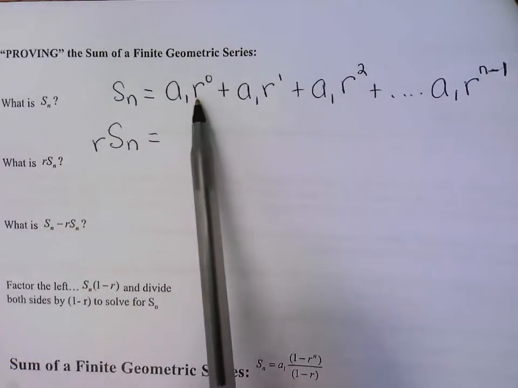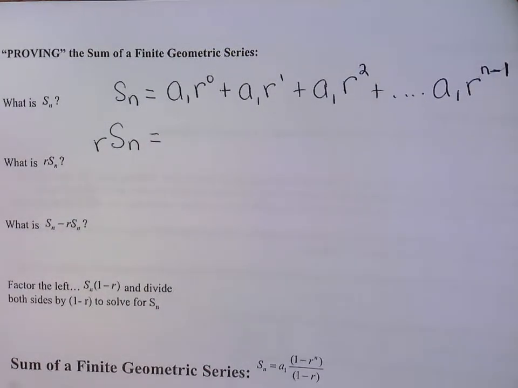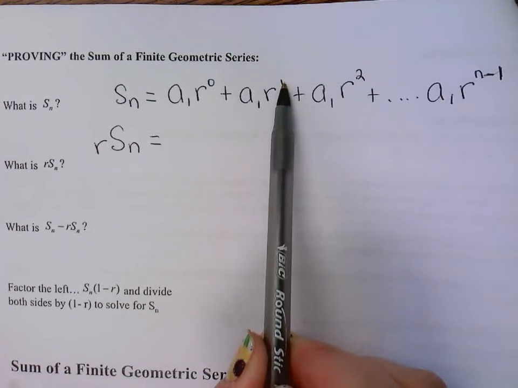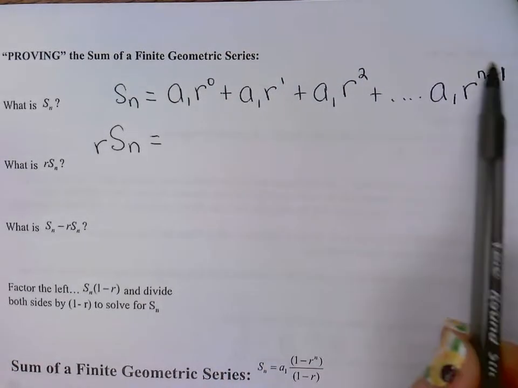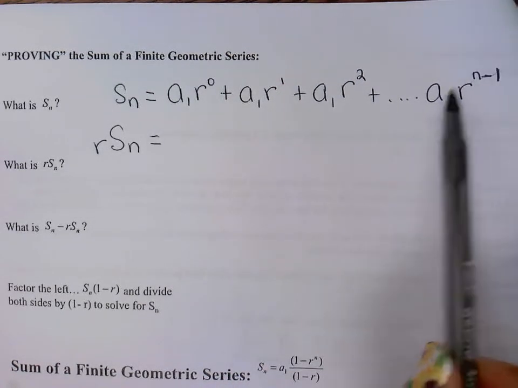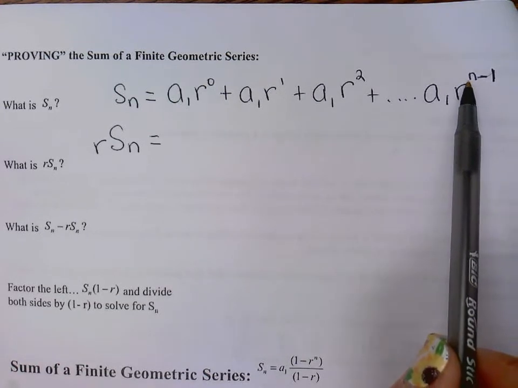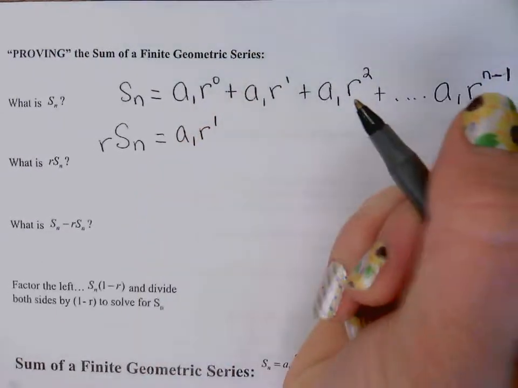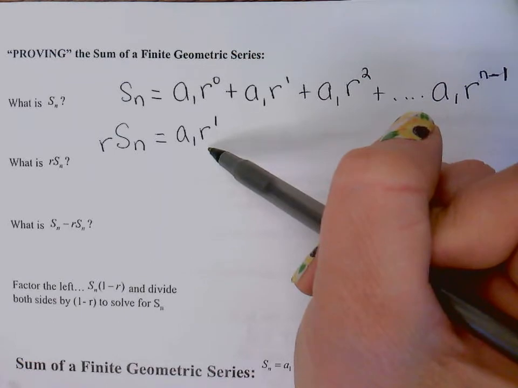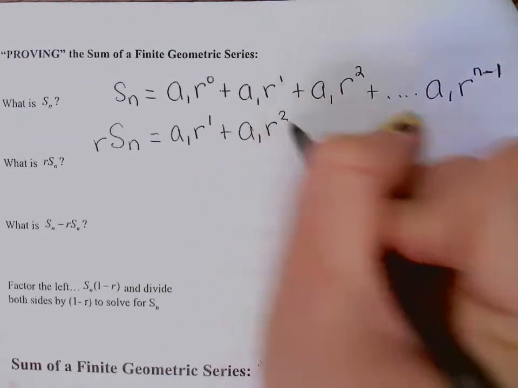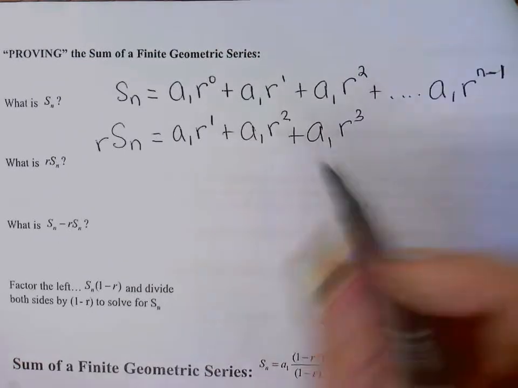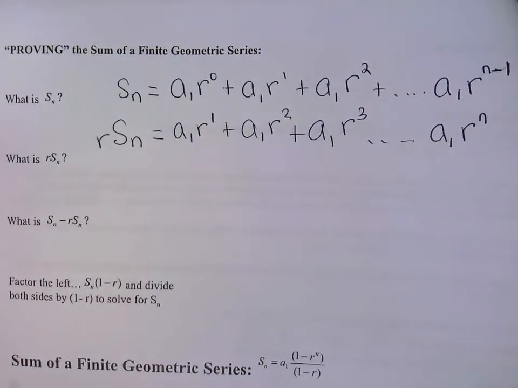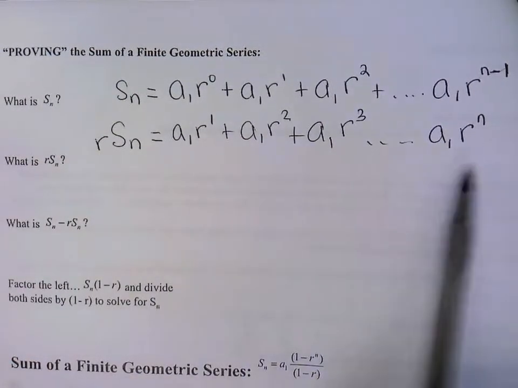Like, what would happen to the r to the 0 power? R to the first power, right? Because I multiplied by r. What would happen to r to the first power? R squared, r cubed. What would happen to this last term? This would just become r to the n, wouldn't it? Because you're multiplying it by r. So we're just going to rewrite this as a sub 1 r to the first, right? I just changed that by 1 power, plus a sub 1 r squared plus a sub 1 r cubed plus a sub 1 r to the nth power. So all we've done is multiply through every single thing by r.